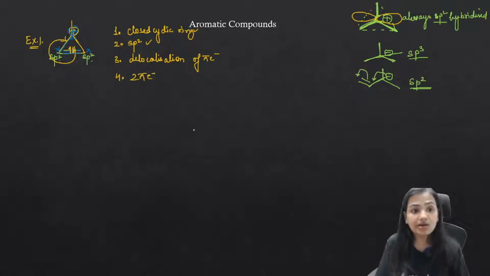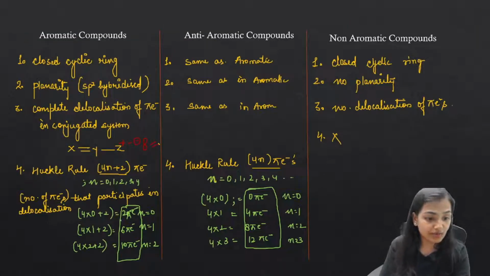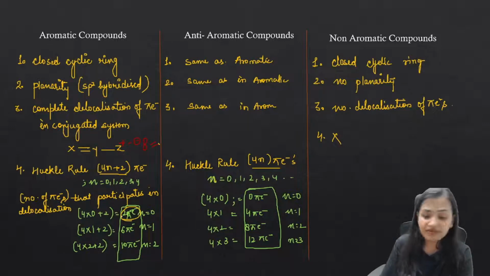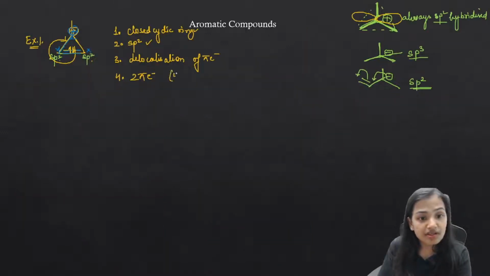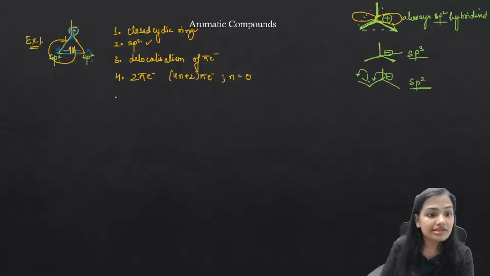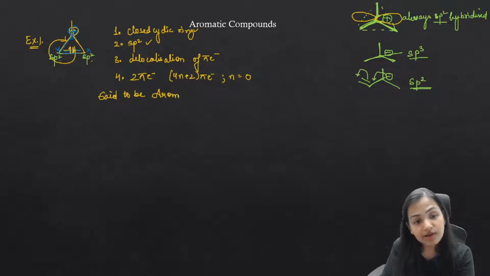Okay, now see where this closed cyclic ring has sp2 delocalization of pi electrons, and 2 pi electrons. So all three points are obeying, and 2 pi electrons come here. So ultimately this is obeying the 4n plus 2 pi rule. If it obeys the 4n plus 2 pi electron rule for the value n equals 0, then it is said to be aromatic. Clear? So aromatic compounds are usually very stable.